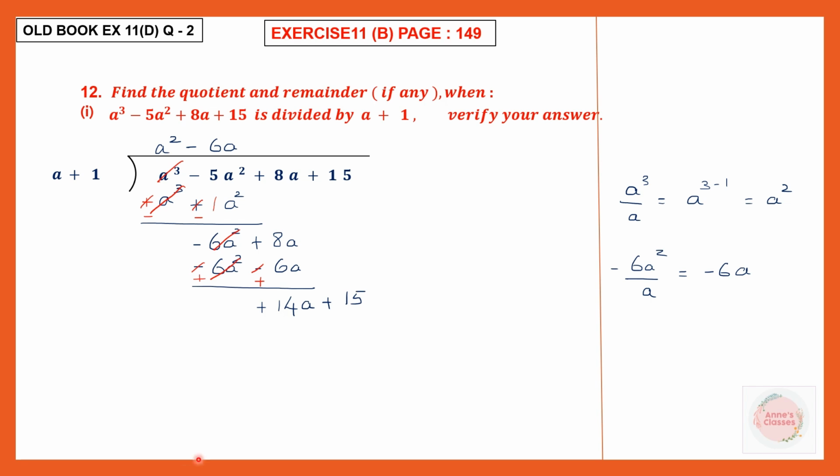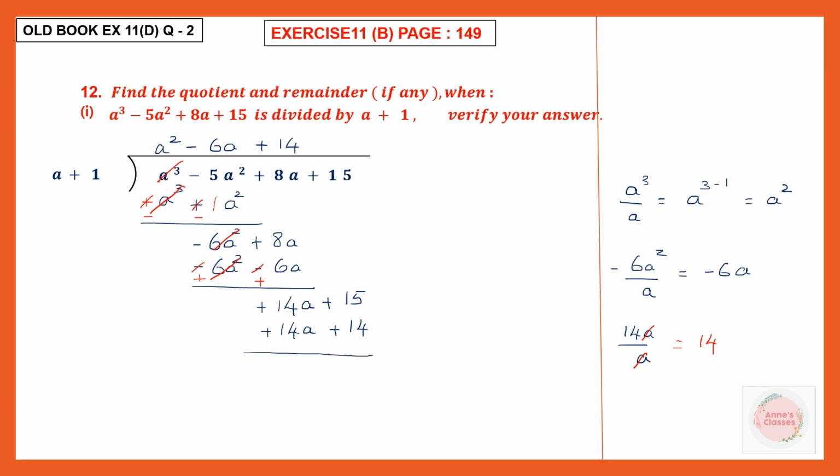Now again, take the first term of the dividend divided by the first term of the divisor. So we have plus 14a divided by a. So here the a and the a get cancelled. So what do we have here? We have 14. So write that in your quotient. So that is plus 14. Now multiply 14 into a. 14 into a is 14a. So that is plus 14a. Then we have 14 into 1 is 14. So that is plus 14.